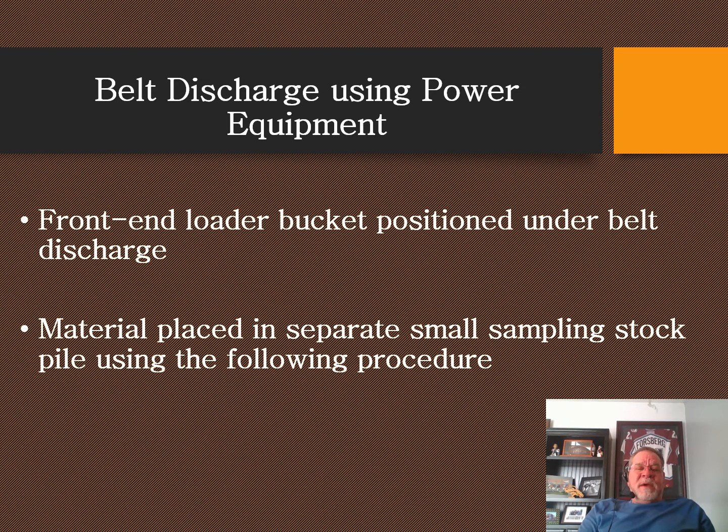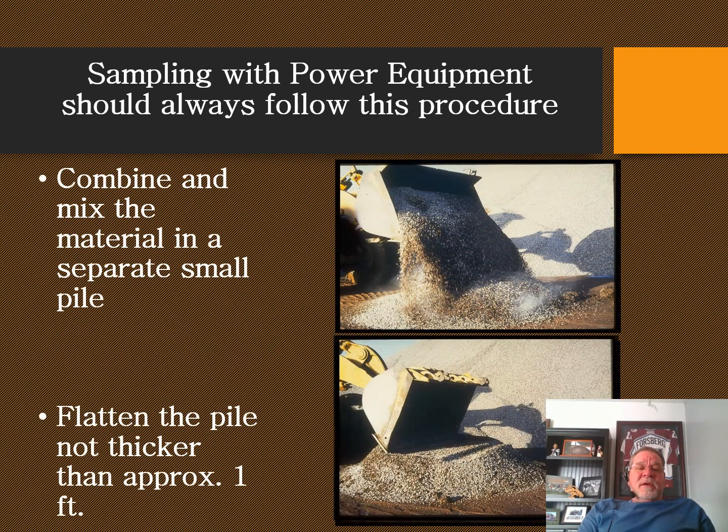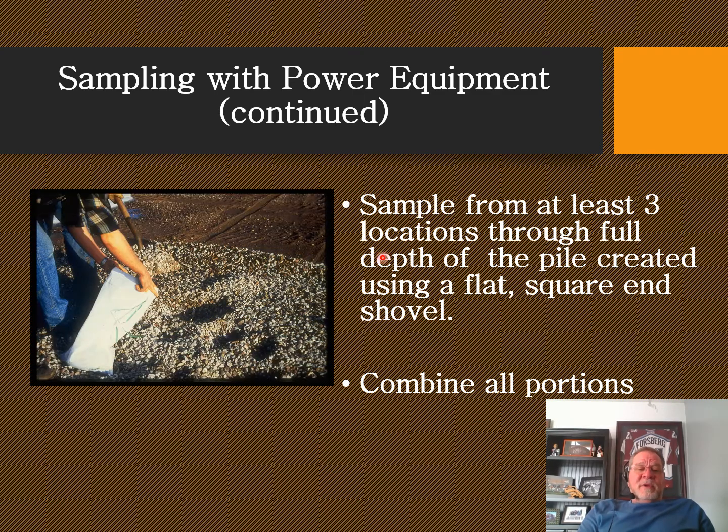They have a bypass chute on the belt. They will run material into the front end or into a bucket of a loader, place it into a small pile, flatten it out, and then sample from that pile. This is how this procedure is done, dumping it out of the bucket of the loader, then flattening it into a pile no thicker than 1 foot, sampling it from at least 3 locations within that pile so that you get a random picture of what it means, combining those 3 portions down to create 1 sample.